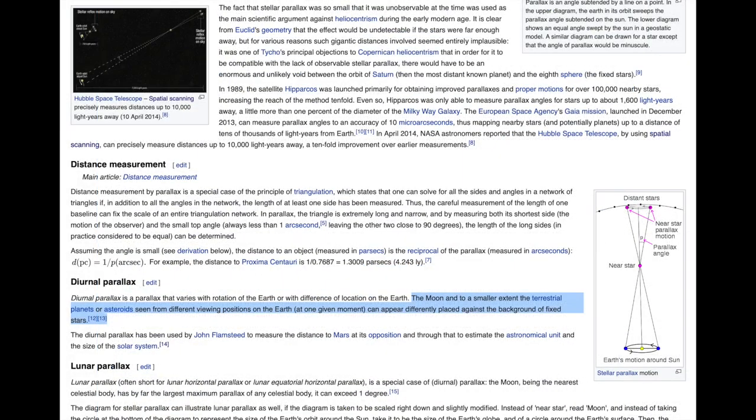Reading the highlighted text: the moon, and to a smaller extent the terrestrial planets or asteroids, seen from different viewing positions on the Earth at one given moment can appear differently placed against the background of fixed stars. So there you have it, measured against the background stars.